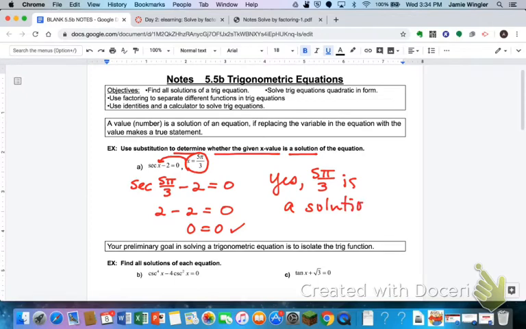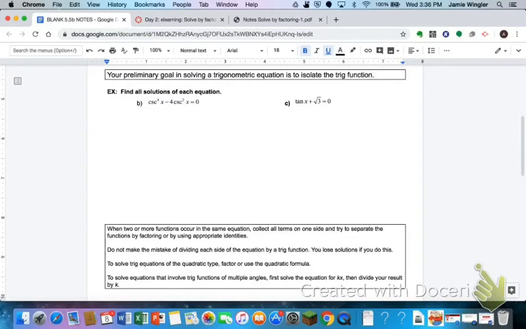You can just say yes or no. You don't have to write out the whole sentence. But keep in mind that when you're solving any of these equations on the rest of your notes, you could use this method to check your answers. I'm not going to take the time to check the answers for each individual problem, but that is possible. Remember, your main goal when solving a trig equation is to isolate the trig function.